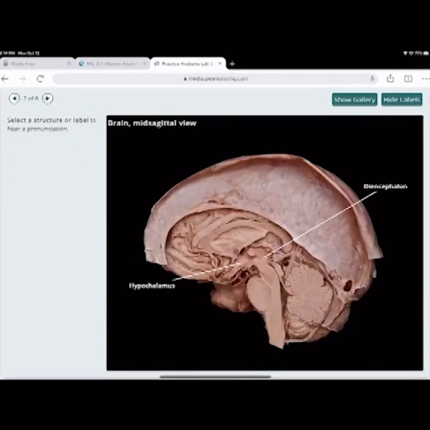The diencephalon is just above the midbrain. Your diencephalon is your epithalamus, your thalamus, and your hypothalamus. And here's the hypothalamus.